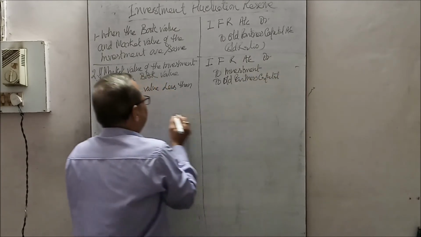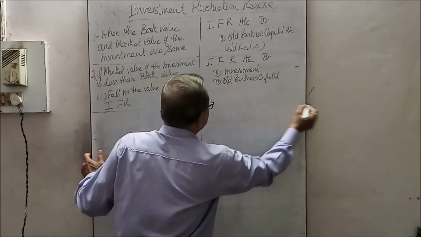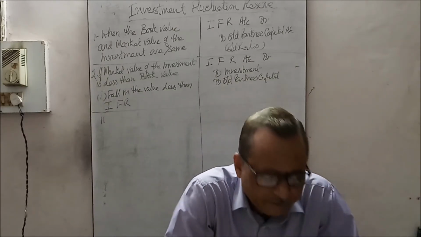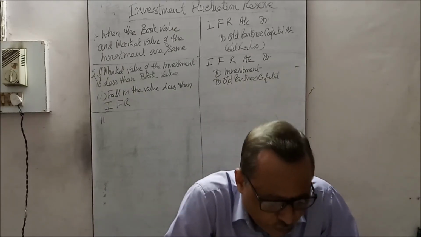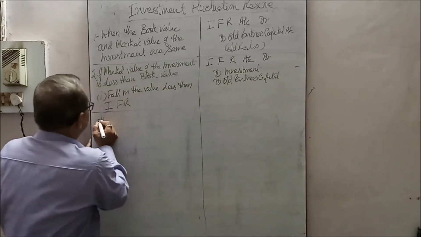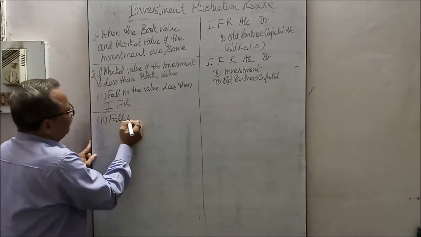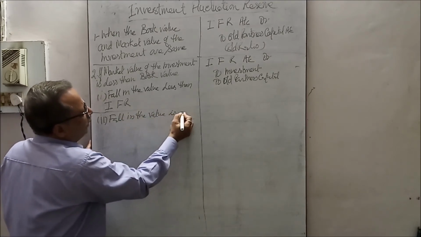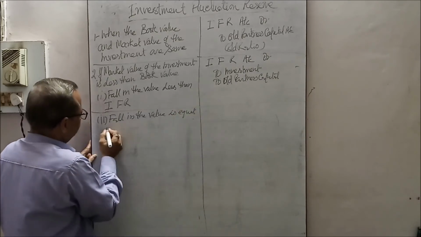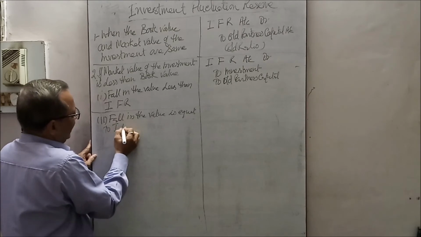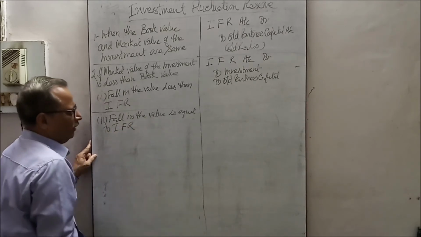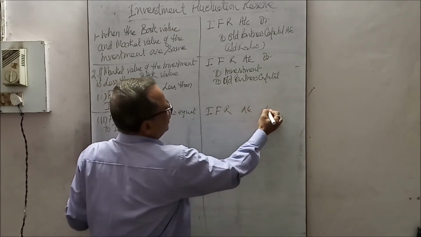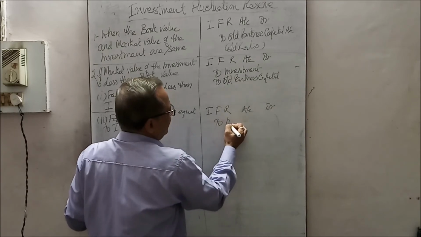I will take an example for it. Italics 2 under the second one: if the fall in the market value, the fall in the value, is equal to the investment fluctuation reserve, both are equal. Then in that case you pass the entry: IFR debit, investment fluctuation reserve account debit to investment account.